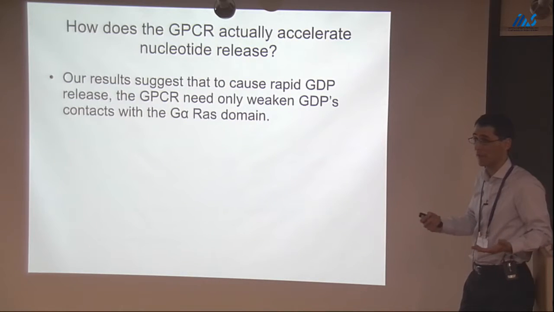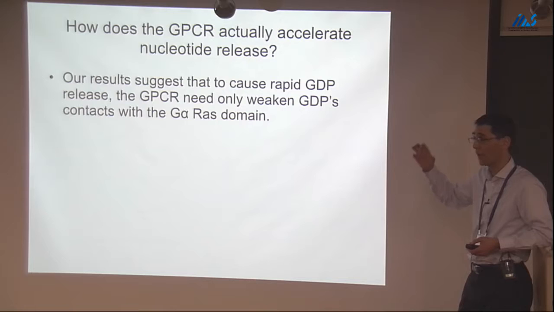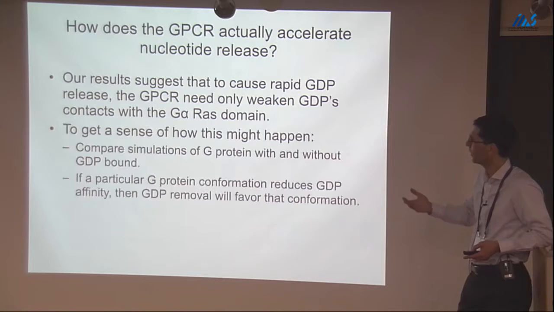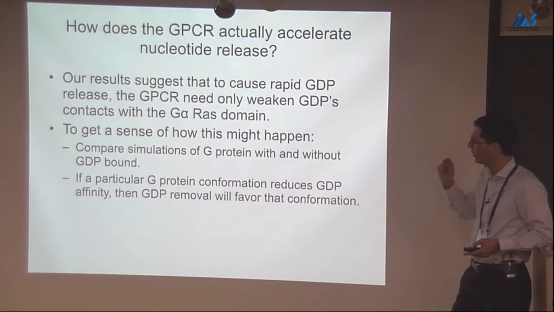So how can we study that? We could study that by just trying to simulate the whole process of receptor G protein association and then looking at what happens to the Ras domain when it associates with the receptor. But that's a very slow process. We're not able to capture that in simulation. So instead, we took sort of a more indirect approach. The approach we took is basically to compare simulations of the G protein with and without GDP bound.